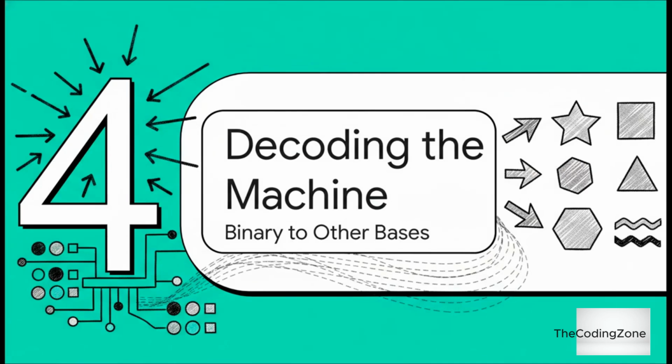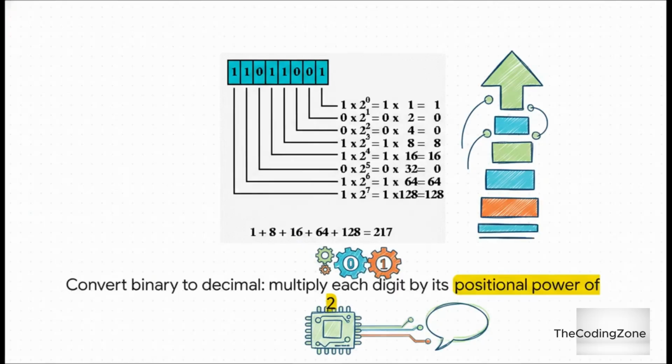But what about going the other way? How do we read what the computer sends back? How do we decode its native binary language? To get from binary back to our good old decimal system, we use something called positional weights. Starting from the right, every single position represents a power of 2. So you multiply each digit, the 1 or the 0, by whatever its position is worth, and then you just add all those numbers up. It's a really direct way to translate the machine's language back into our own.